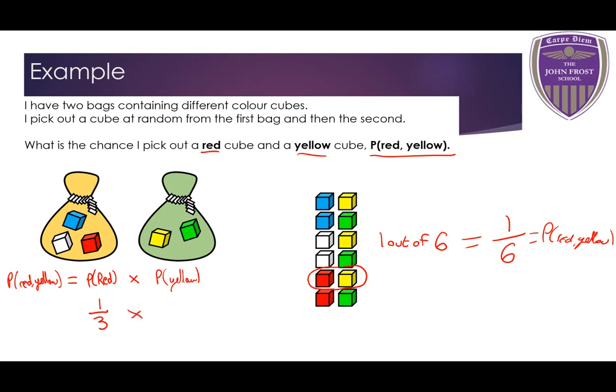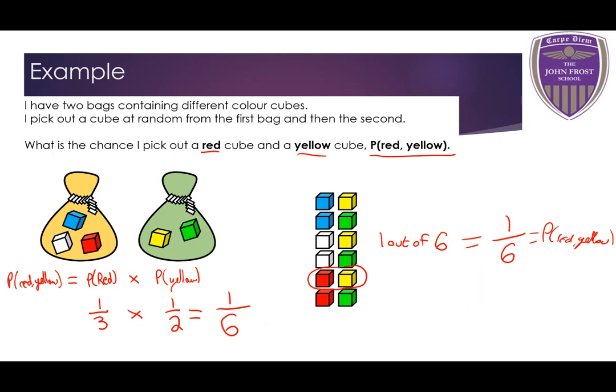How many yellow cubes are in the second bag? Well, there's 1 out of 2, or 1/2. There's a 1/2 chance of getting a yellow cube out. Therefore, multiply them together. 1 times 1 is 1. 3 times 2 is 6. And hey, look at that. Again, it's the same as if we manually count out all of the cubes.